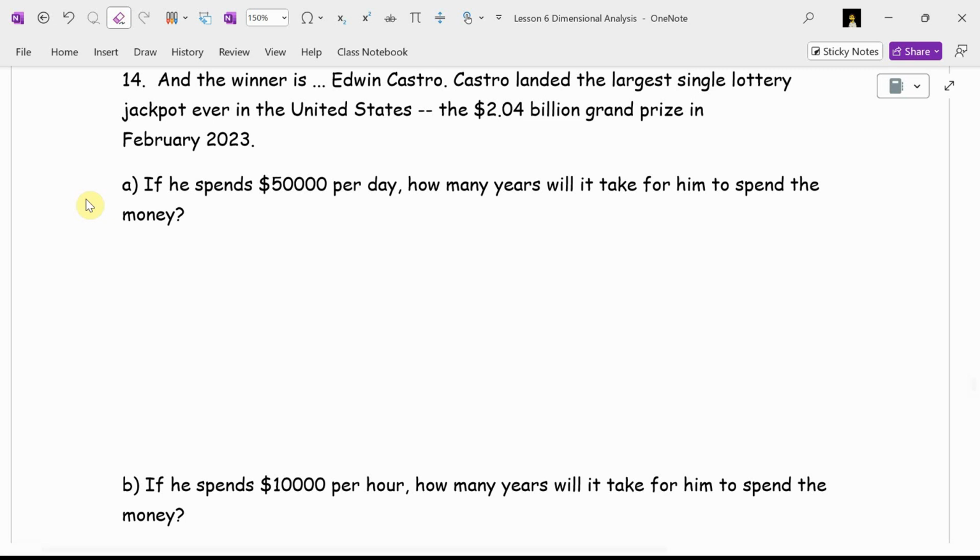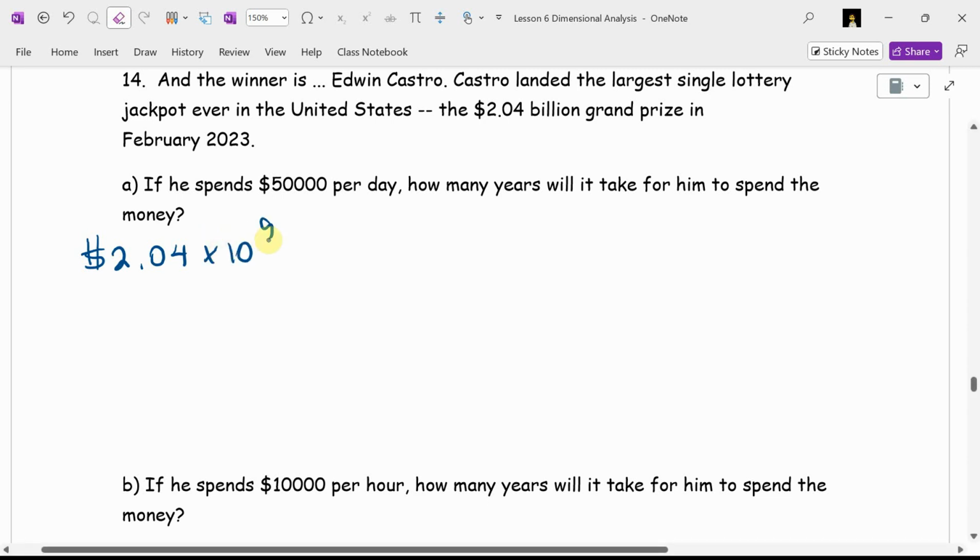So part A says this: suppose he spends $50,000 per day. How many years will it take him to spend the money? Can he do that in his lifetime? It's a good question. You know what we're going to do first? We're going to write down what they gave us, which is 2.04. I'm not going to write the word billion. How many zeros is billion? That's billion. You can use your scientific notation button for this if you want, because that looks like scientific notation.